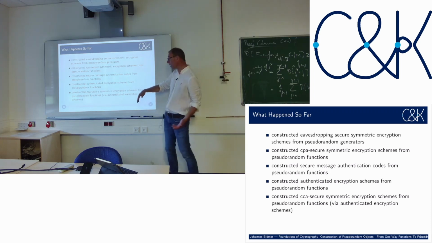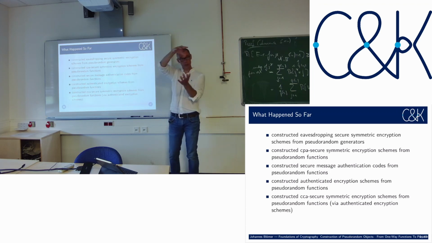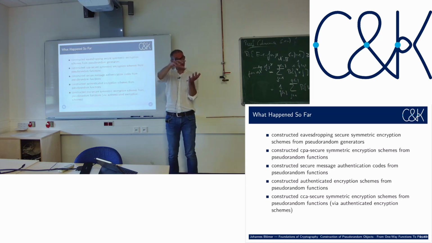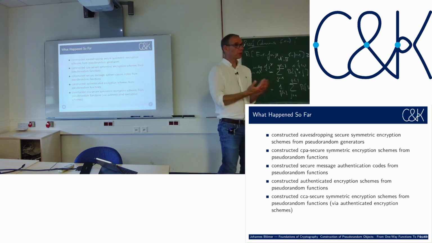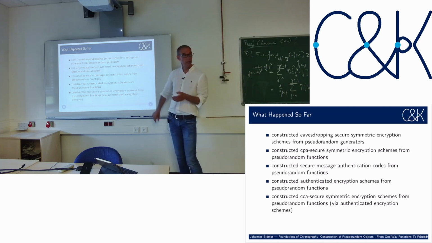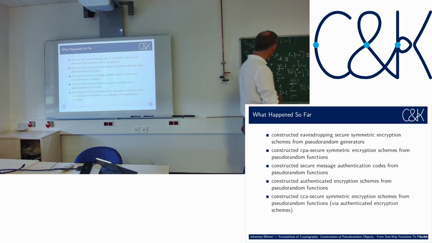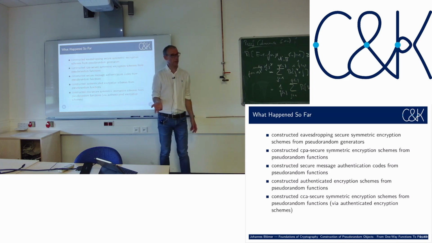Why did we do that? Well, we just used the CPA secure encryption scheme, the one using pseudorandom functions, and took a strongly secure message authentication code. We know that we get one from pseudorandom functions. If we combine those two things the way we did, encrypt and authenticate, we get an authenticated encryption scheme from pseudorandom functions, just assuming that pseudorandom functions exist. And finally, what we did today, theorem 5.5, was we constructed CCA secure encryption schemes from pseudorandom functions.